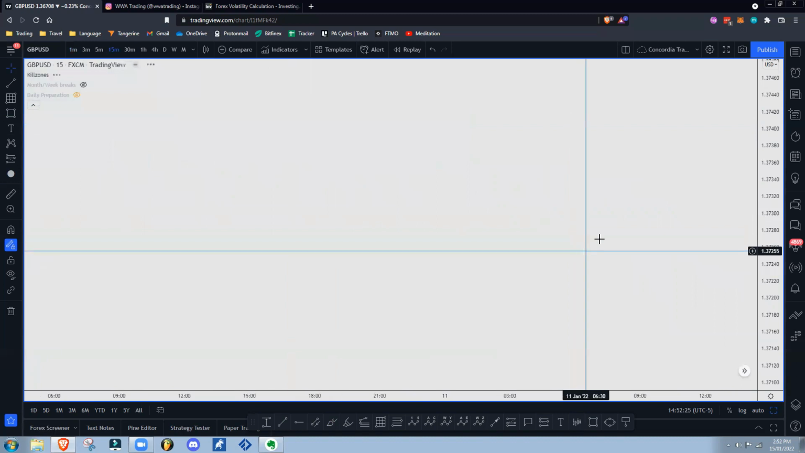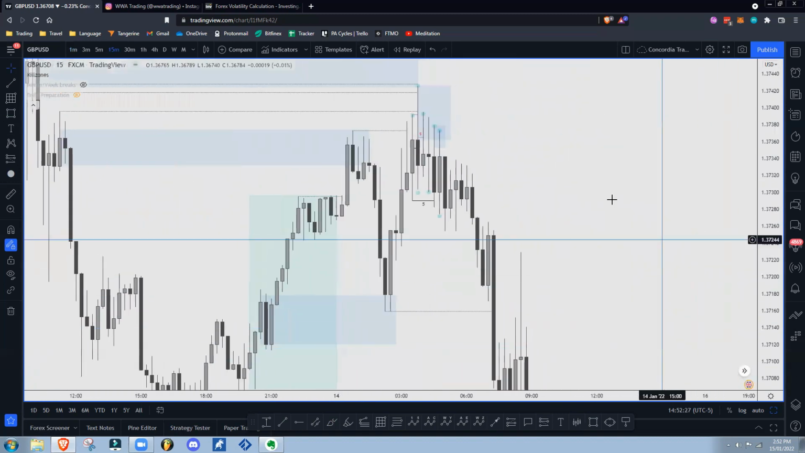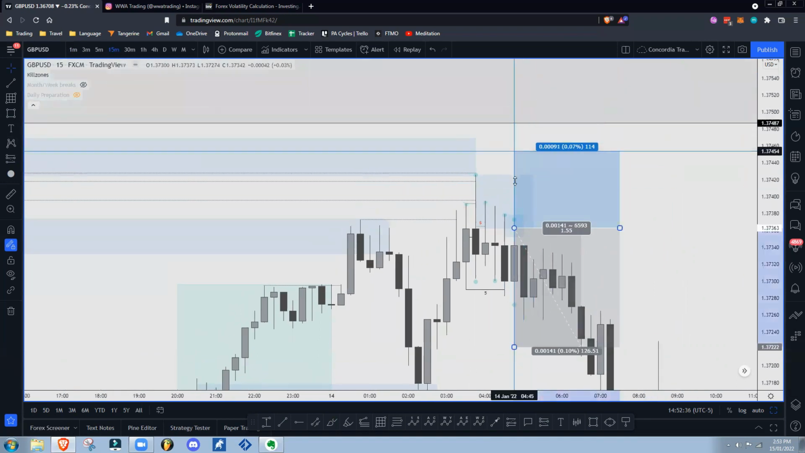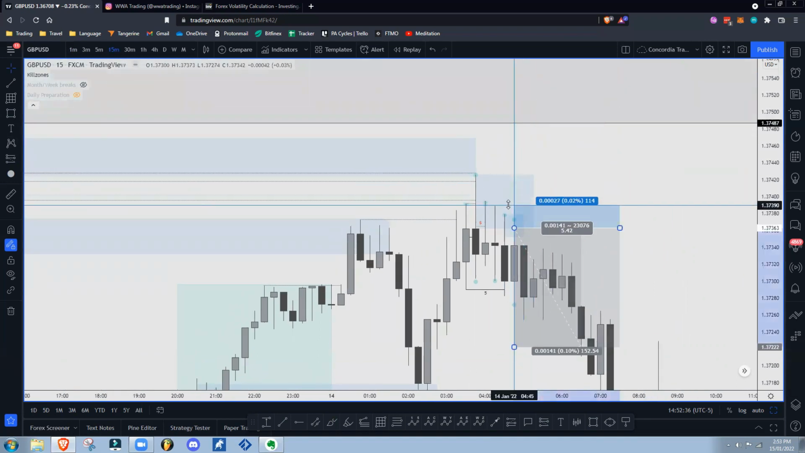Personally, where's the last 15-minute candle? They put their stop above this one, I believe, this candle. So the entry was somewhere around here and their stop was somewhere around here. Okay.